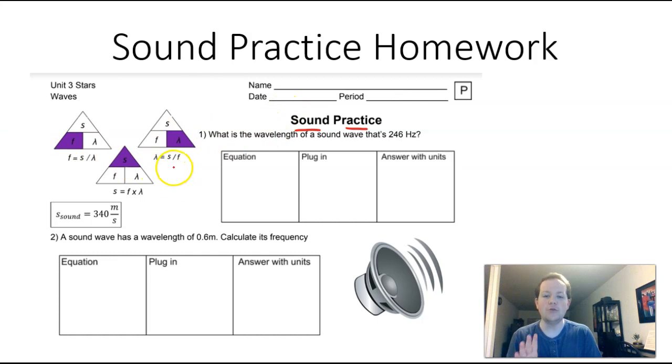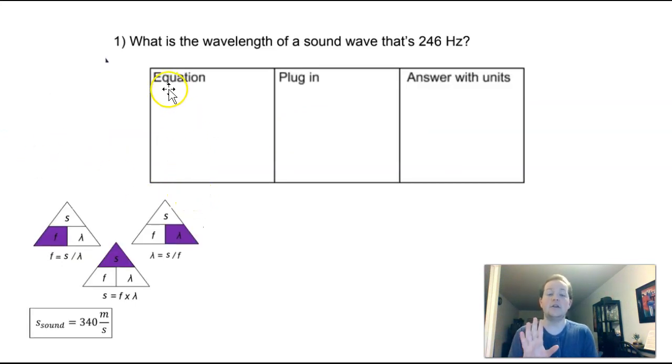So we will go through each of these questions. Here's question number 1. It's a math question. It says, what is the wavelength of a sound wave that's 246 hertz? Here were my 3 different equations. This is if I want to calculate frequency. This is if I want to calculate speed. And right here, this is what I want to use if I want to calculate wavelength.